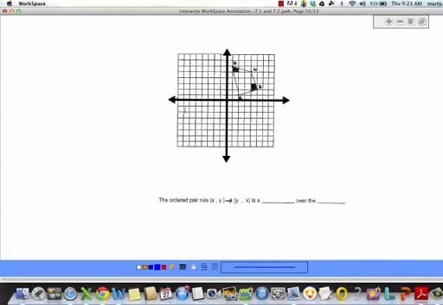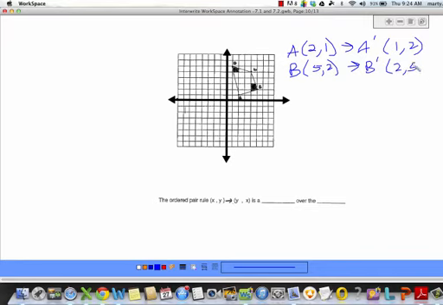Last one is a little bit different. It wants us to take my xy coordinates and interchange the x and the y's. So this is going to be a little bit different now than the other three that we did. When I take point A at 2, 1 and interchange them, I get A prime at 1, 2. We better take a look at a couple more of these. B is at 5, 2, and when I interchange the x and the y's to make a new ordered pair, I get 2, 5.